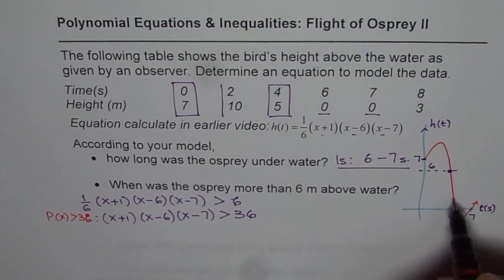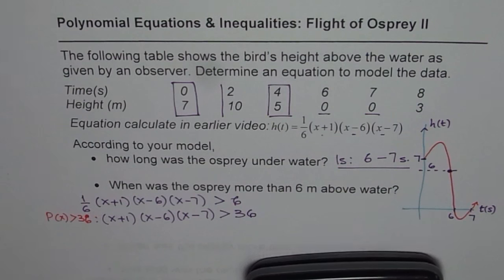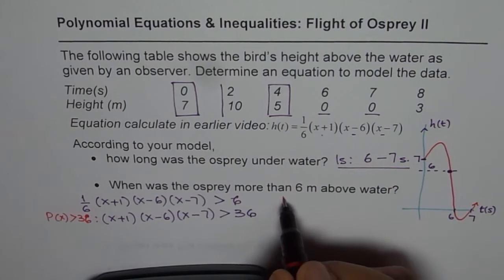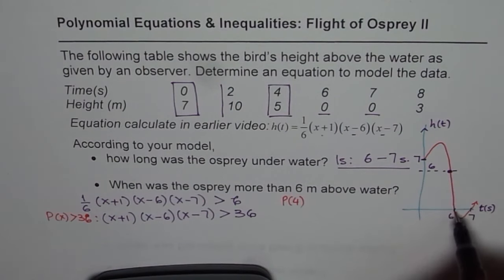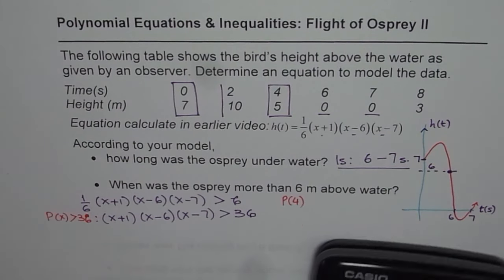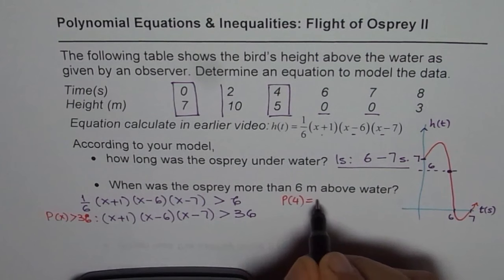So it is definitely less than 6, right? So we can just pick up the calculator, plug in values, and calculate from the given equation what value of x gives us closest to 36, right? So let's find what is p of 4, for example. So 4 will be in between. It is 4 plus 1 times 4 minus 6 times 4 minus 7, right? So I will just plug in the values and calculate on the calculator. Within brackets, 4 plus 1, bracket close, then again within brackets, 4 minus 6, bracket close, times 4 minus 7, bracket close, equal to, we get 30. So P4 is 30 for us.